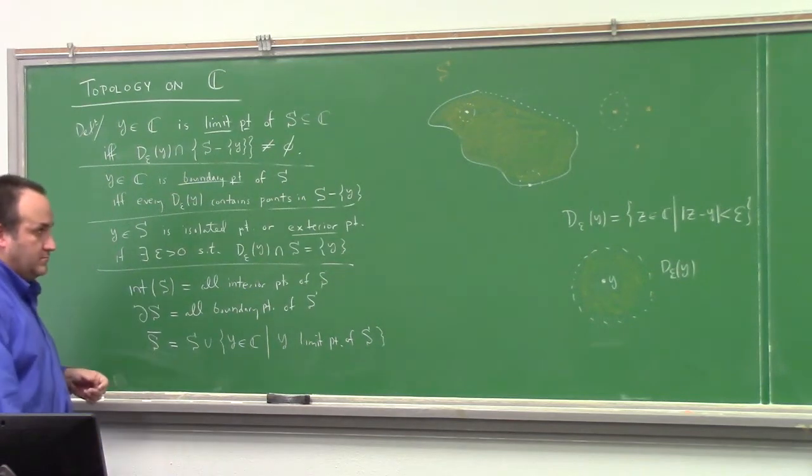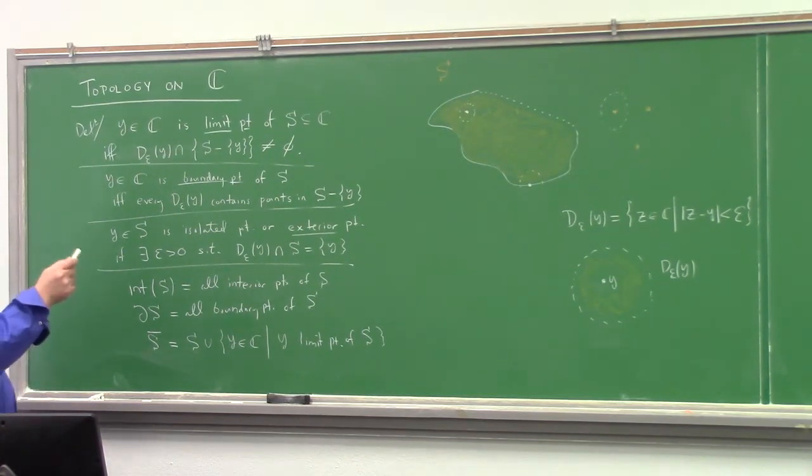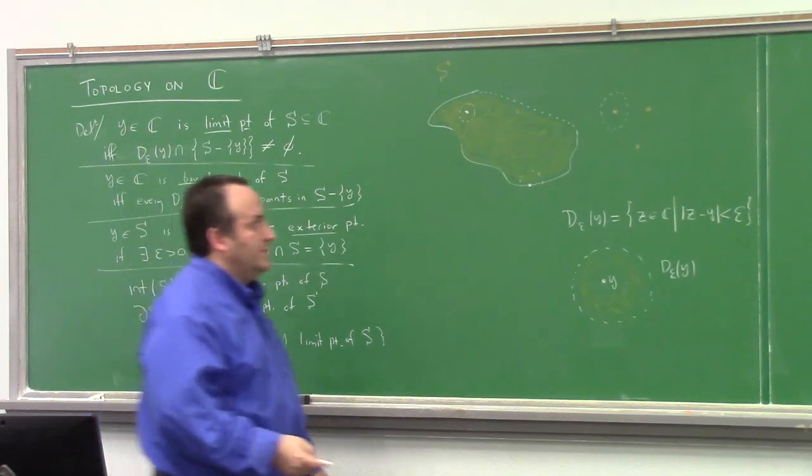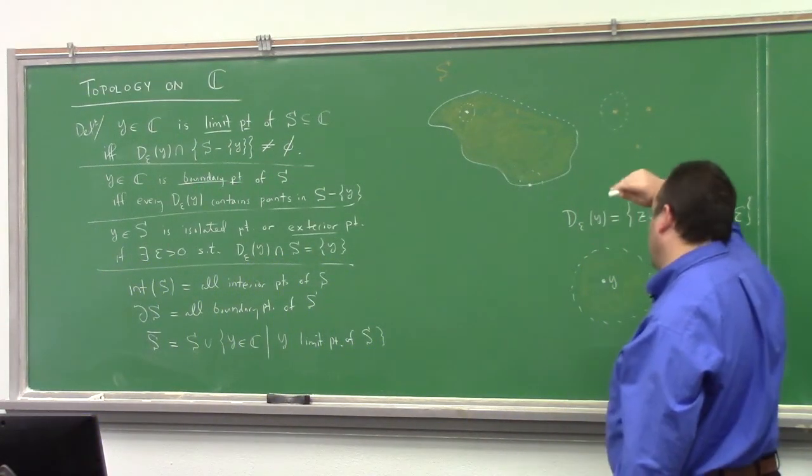Isolated points are outside of the set. For boundary points, you can't make a circle big enough or small enough so that you won't hit something outside. Boundary just means something's outside. Any boundary point means any open disk that you take around that point has points inside and outside. For an isolated point, only one.